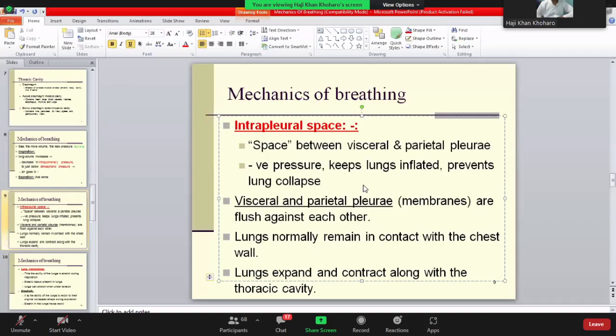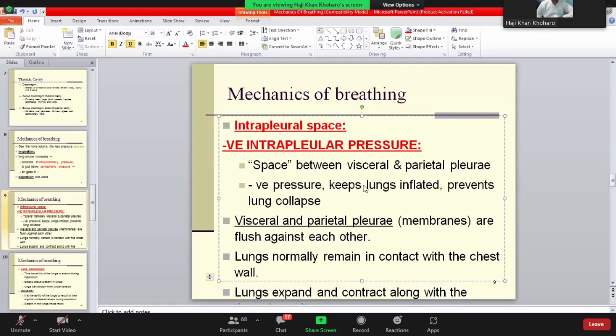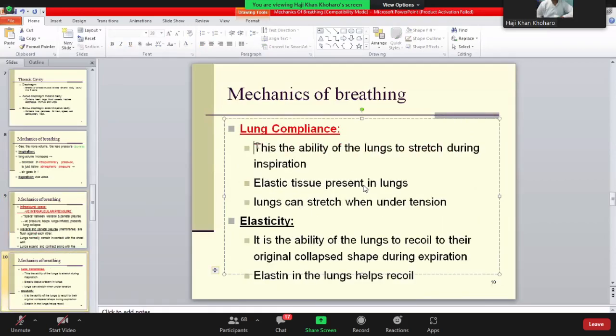Negative intrapleural pressure. This negative intrapleural pressure is maintained by the two layers of the pleura. One is known as visceral and the other is known as parietal pleura. So lung compliance is defined as the ability of the lungs to stretch. Elastic tissue is present in the lungs, and lungs can stretch when under tension.